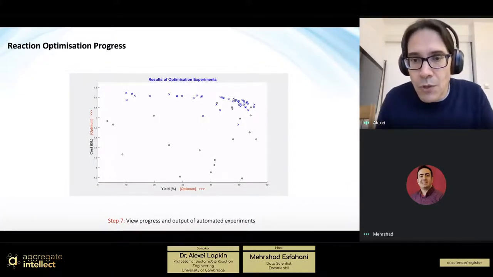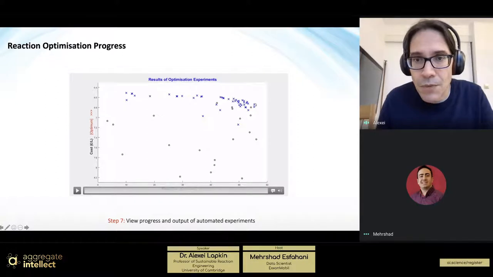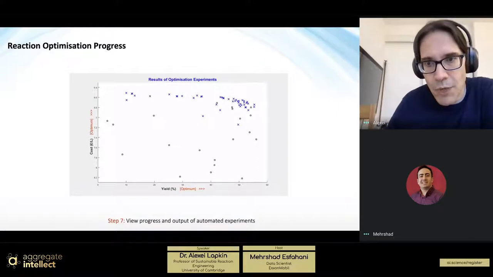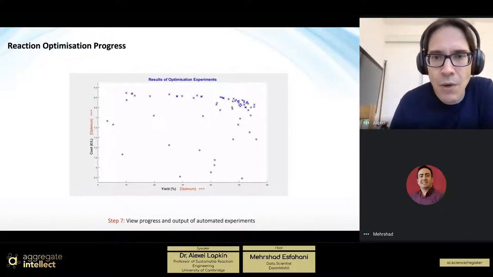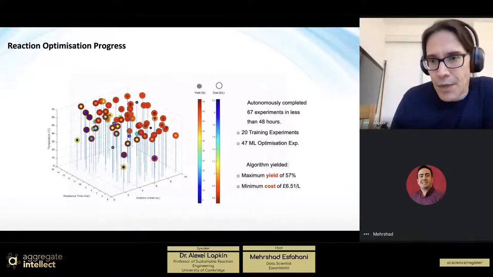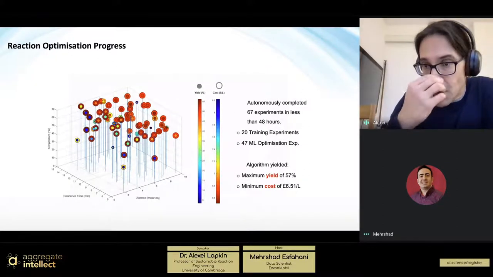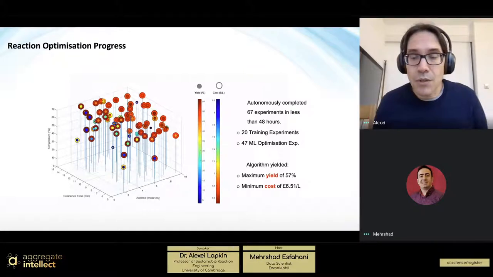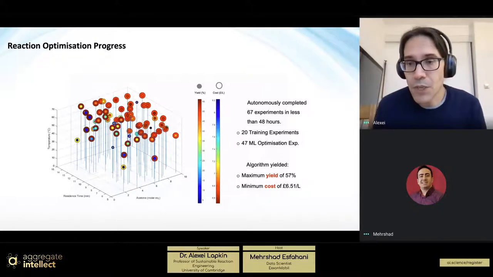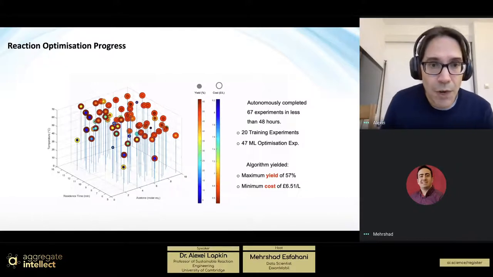So you obviously are going to choose something a bit further to the right where you have high yield, because the costs don't vary that much. So somewhere there you would have the solutions you would want to pick. So this is how this works. So this was done in 67 experiments. They were run by the machine without any interference. So 20 training experiments and then 47 optimization experiments.